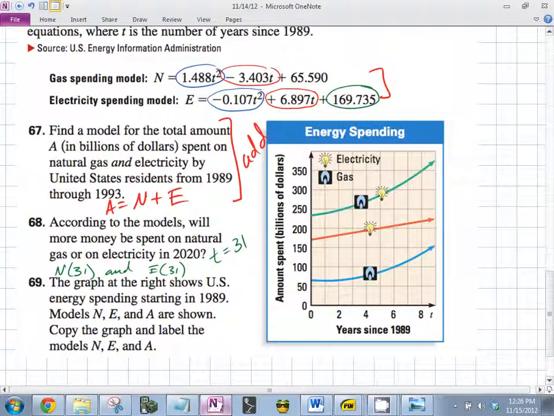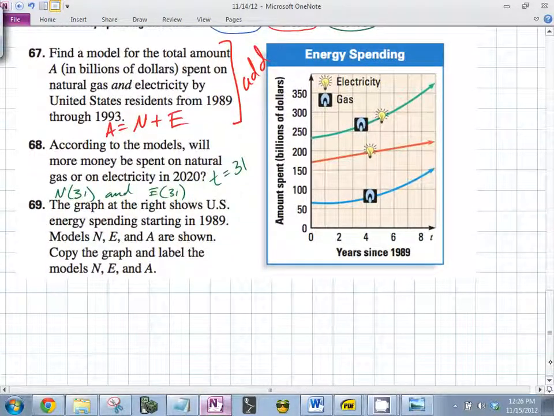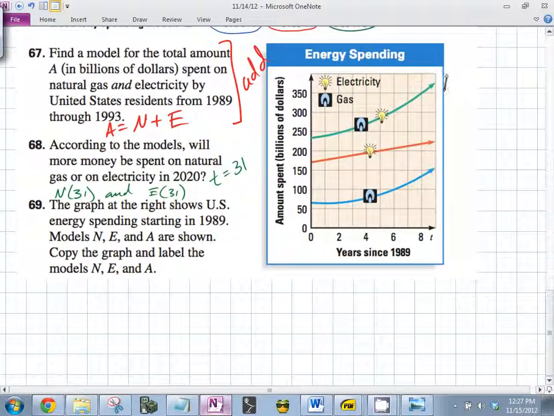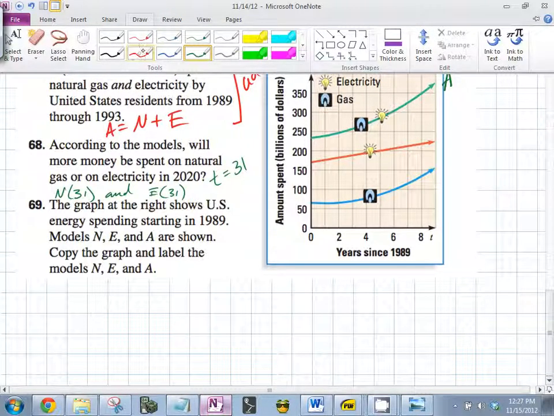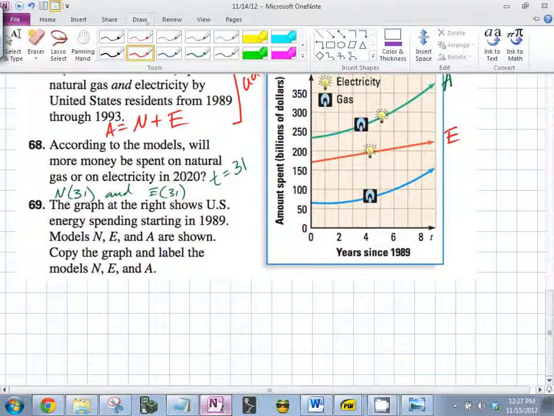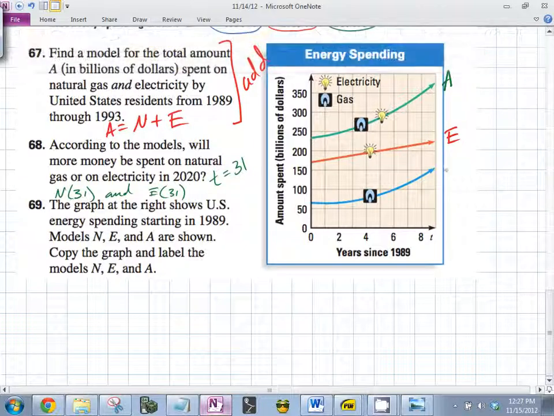Great. Okay. So then for 69, it says the graph at the right shows U.S. energy spending starting in 1989. Models N, E, and A are shown. Copy the graph and label the models N, E, and A. So which one is A? Yeah, this is A. Why do you know A is the upper one? Yeah, it's the largest. They're combining them together, right? So which one is E? The red one. And which one is N? The blue one.